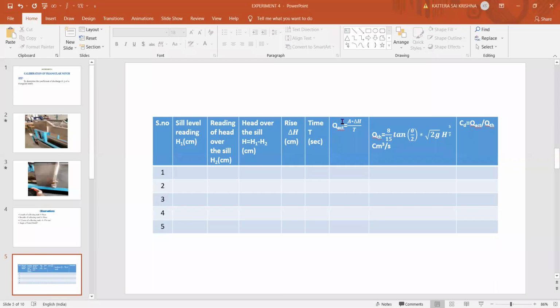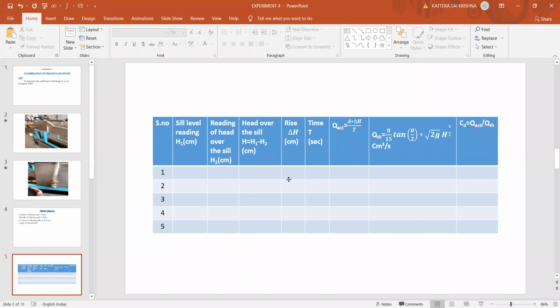In the tabular column above the formula, you can write down actual discharge in centimeter cube per second, and theoretical discharge in centimeter cube per second. So this is a formula for calculating discharge for your triangular or V notch. And finally, we are going to calculate coefficient of discharge, that is the ratio of actual discharge to the theoretical discharge.